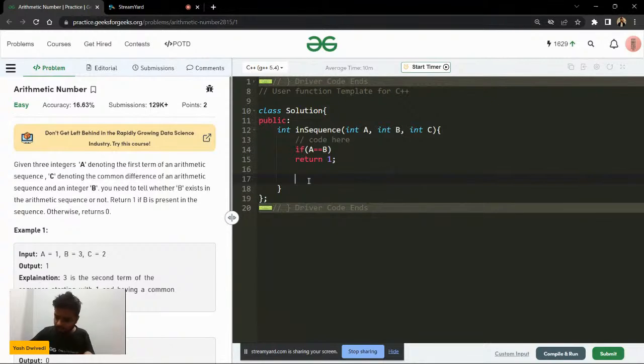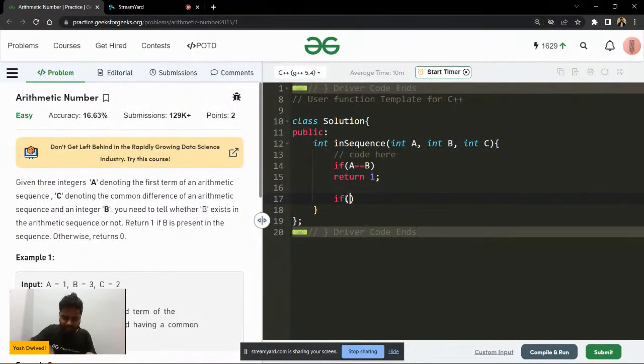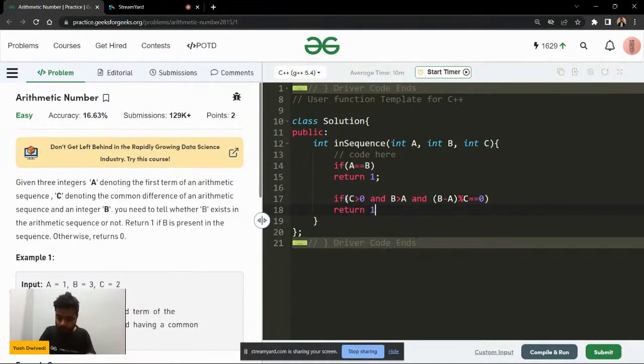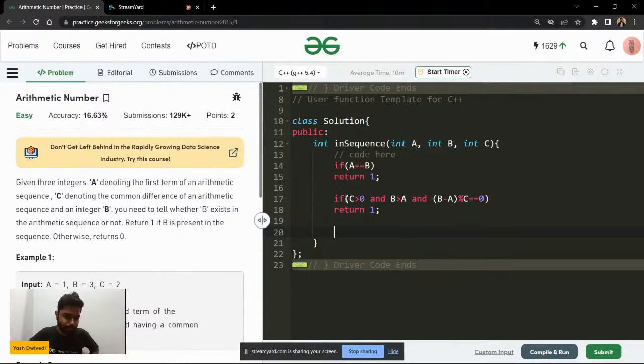So what we can basically do here is simply say that if the common difference is greater than 0, then b should be greater than a. And in that case, if the difference of the number I'm looking for minus a, the starting number, is divisible by the common difference, then I will return 1. Please write 1 in the chat if everyone is clear. Is everyone clear with this particular observation? Please let me know, guys. Then I will proceed further. Clear till now, guys?